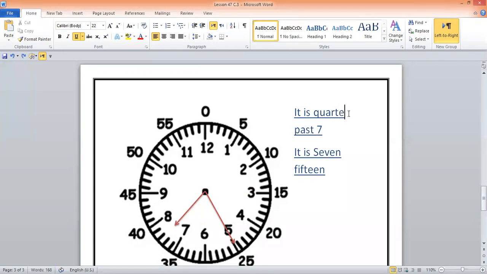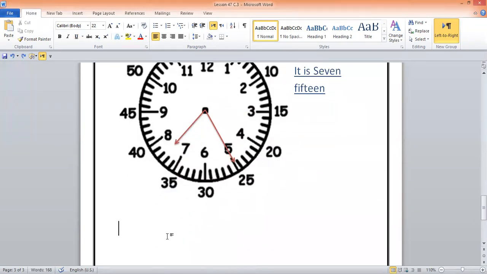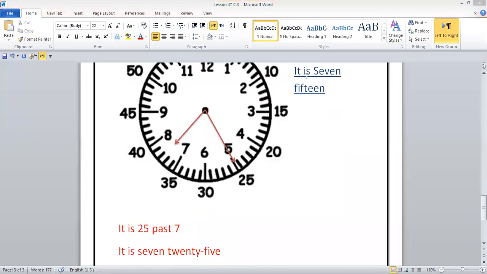I need to write it down. I will write here: it is 25 past 7. I can write it like this, or I can say it is 7:25. Clear, guys?